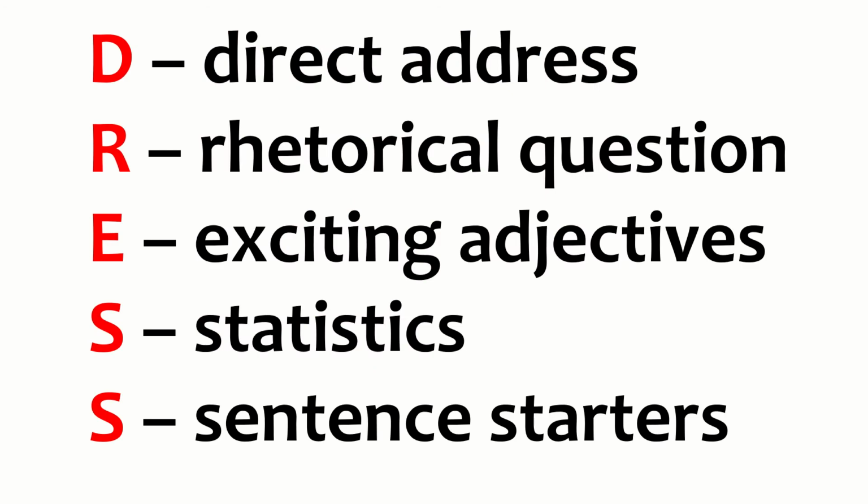So here is direct address and DRESS. So direct address, rhetorical question, exciting adjective, statistics, sentence starters. You may have done something similar at school with a forest or the forest. I've cut it down to this because I don't think we need a lot of stuff in a forest. For example, alliteration, I think examiners might see as a bit immature, a bit babyish. And also things in a forest like fact and opinion, you're going to use those naturally, so we don't need to be talking about them.